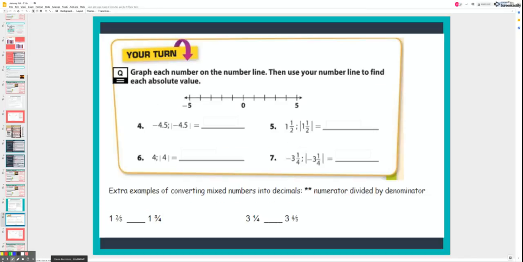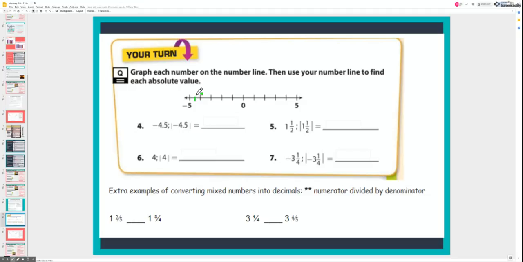All right, the bottom says graph each number on the number line, then use your number line to find each absolute value. So number 4, it says to graph negative 4.5. The number line isn't numbered all the way. It just has 0 and then positive 5, negative 5. So we're going to have to count over 1, 2, 3, 4. And then negative 4.5 would be directly between 4 and 5. So that's where you graph it.